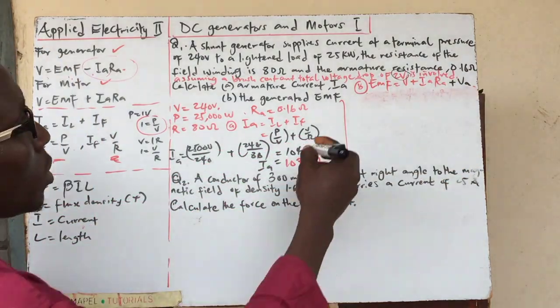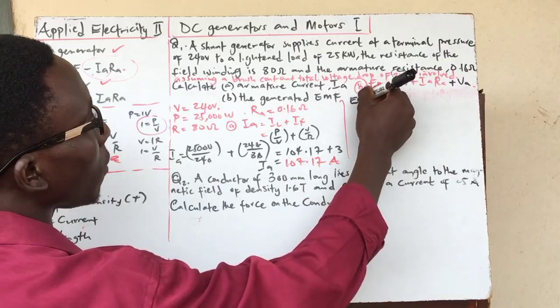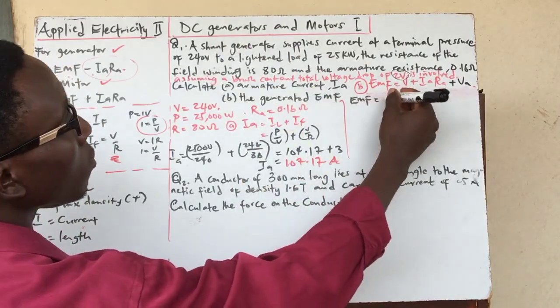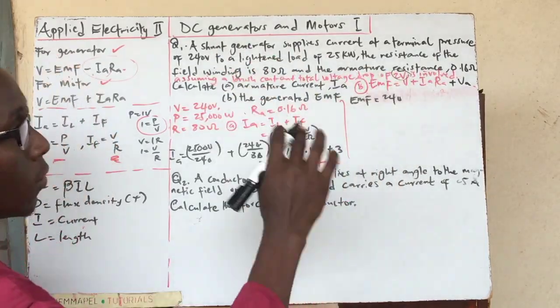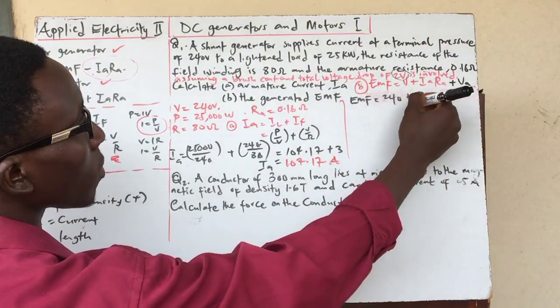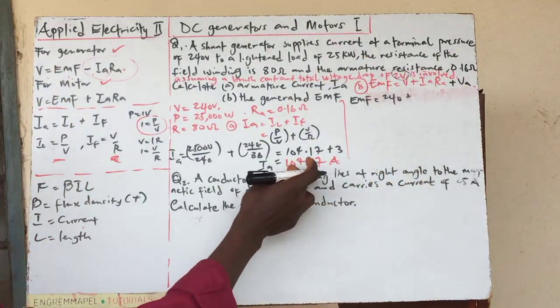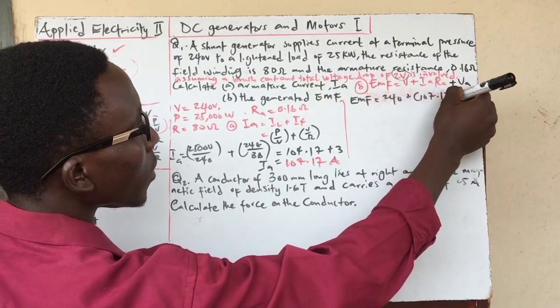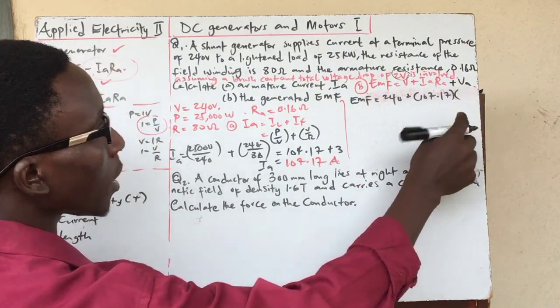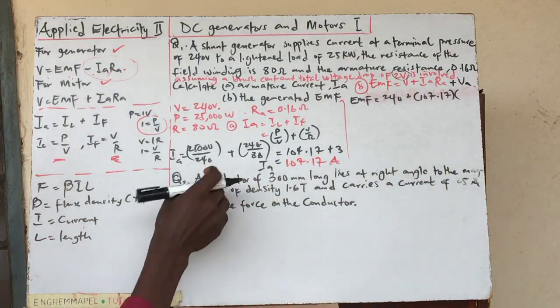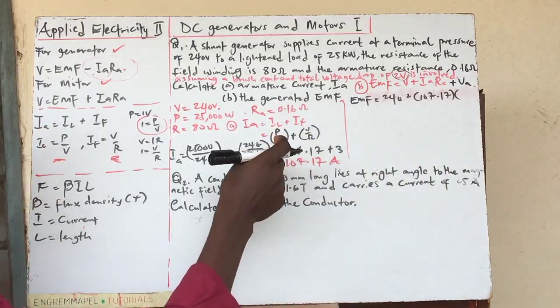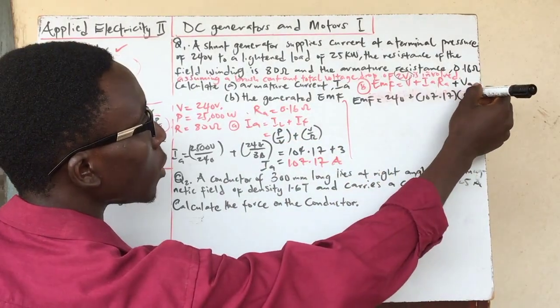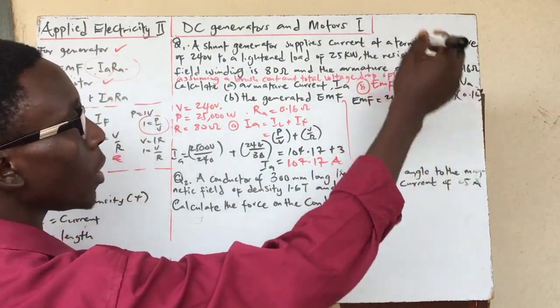So now let's go into that. Say our EMF is our volts, which is 240, that's the real voltage drop, then plus our IA, we got that one here, that's 107.17 into bracket. Our RA is what? In the question they give us RA, that's the armature resistance, 0.16, then we add it plus 2.